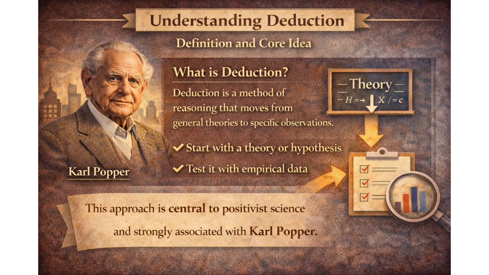Understanding deduction. Definition and core idea. Deduction is a method of reasoning that moves from general theories to specific observations. In simple terms, start with a theory or hypothesis. Test it with empirical data. This approach is central to positivist science and strongly associated with Karl Popper.